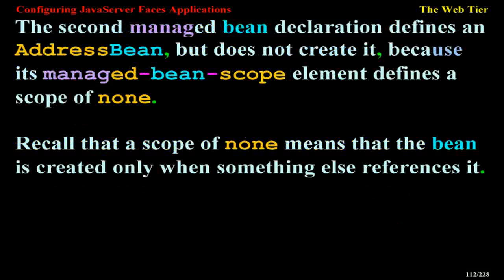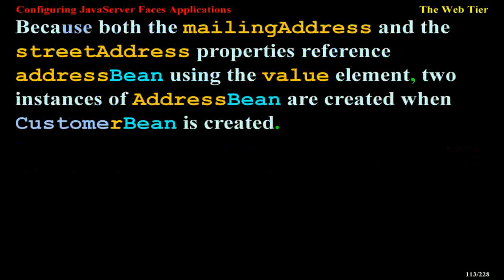Recall that a scope of none means that the bean is created only when something else references it. Because both the mailing address and the street address properties reference addressBean using the value element, two instances of addressBean are created when customer bean is created.